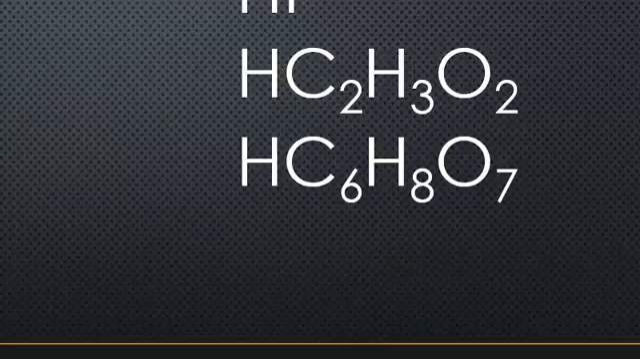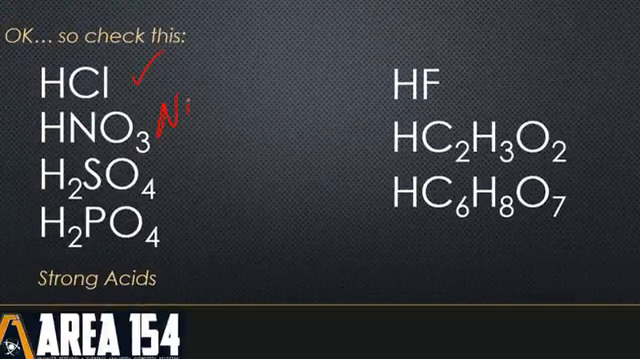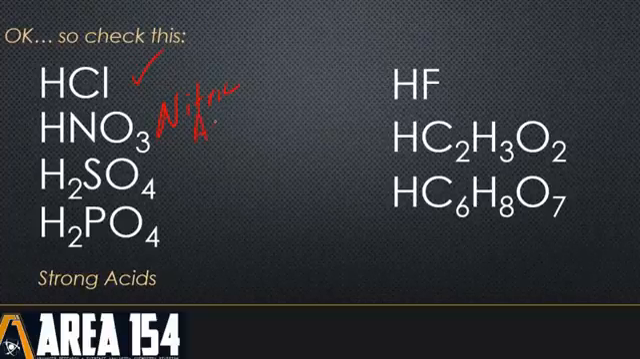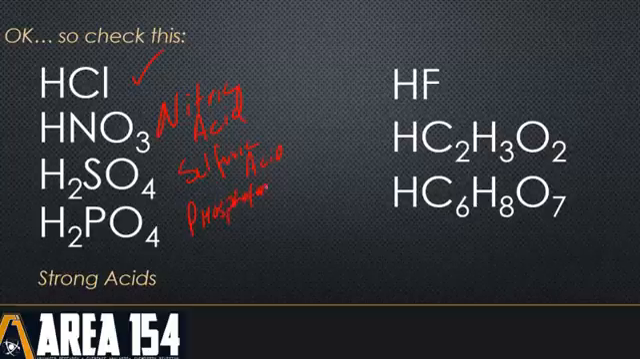Now, just to be clear, weak acids and strong acids both do the same thing. And here's a list of strong acids. You got hydrochloric acid. This is nitric acid. This is sulfuric acid. And this is phosphoric acid. You notice that when you name the acids, like you got nitric, it has nitrogen. Sulfuric, and guess what? It has sulfur. Phosphoric, and guess what? It has phosphorus.